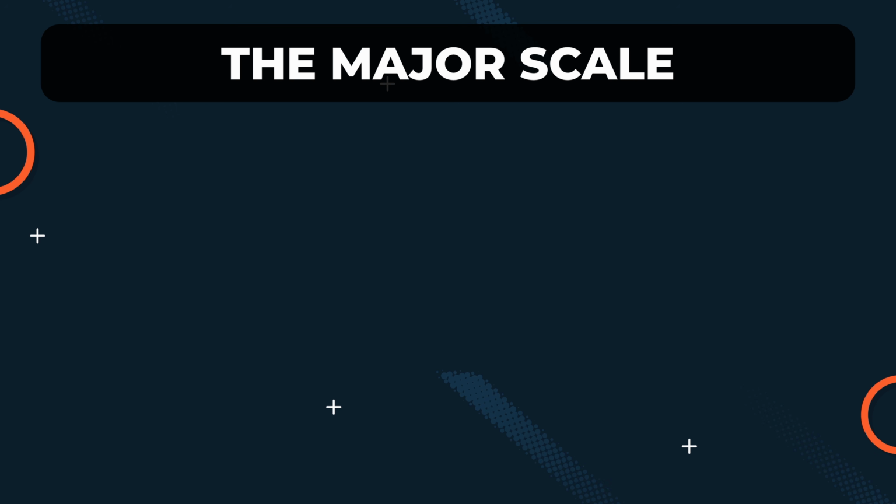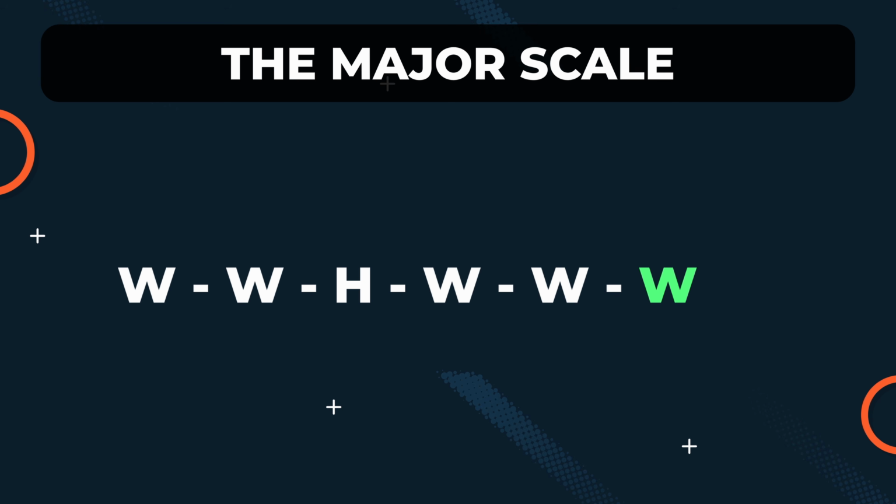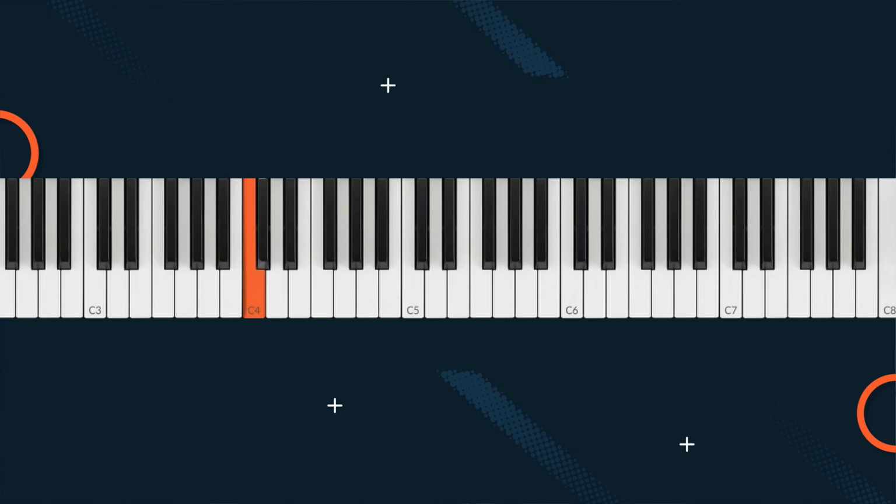Now, the pattern for a major scale is whole, whole, half, whole, whole, whole, half. I always pronounce it like a beat. It helps me to memorize it. Whole, whole, half, whole, whole, whole, half. So we start from C, we play a whole step, a whole step, a half step, a whole step, a whole step, a whole step, a half step.